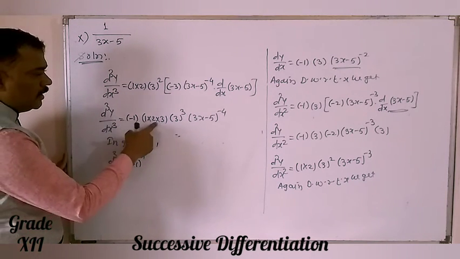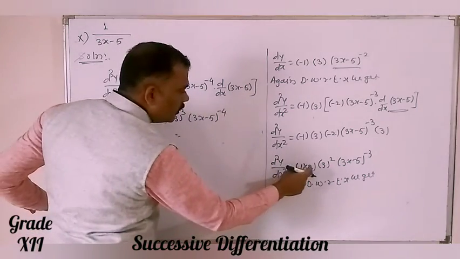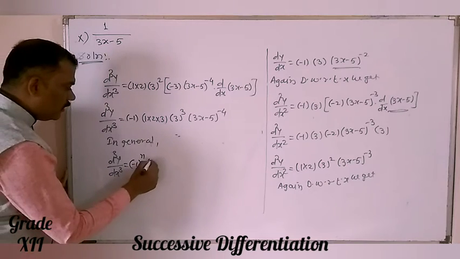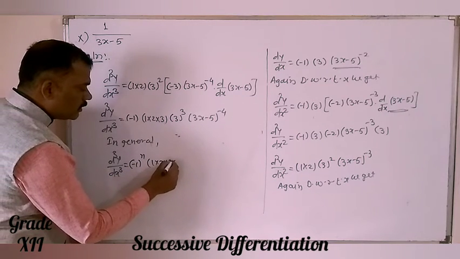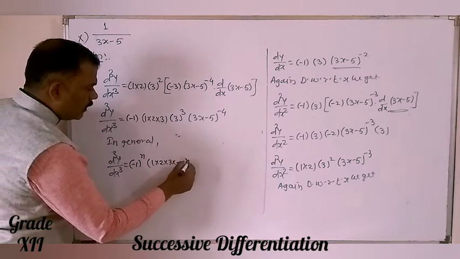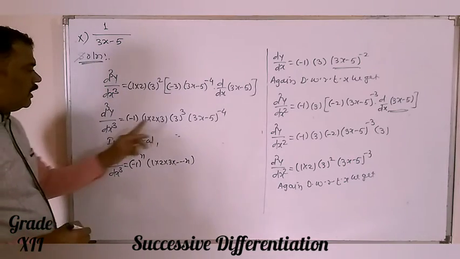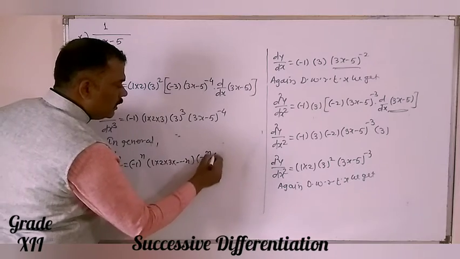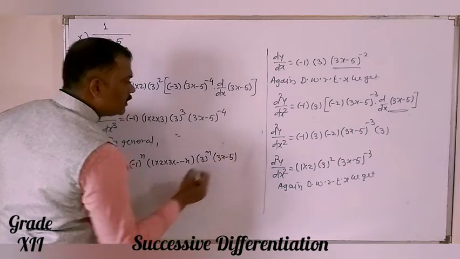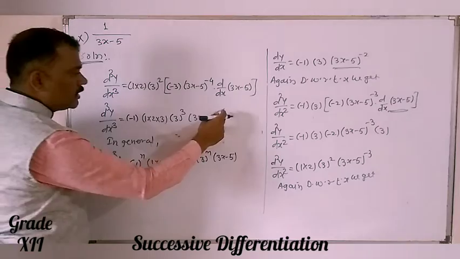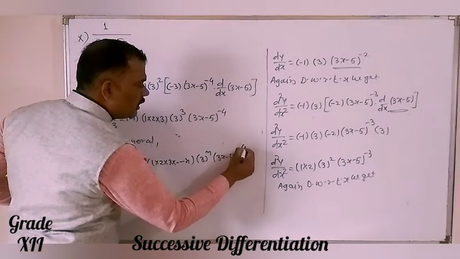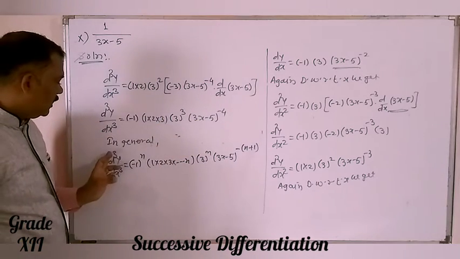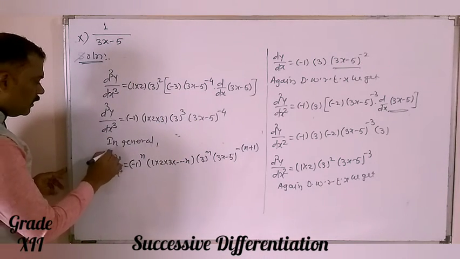Here, for the third order derivative 1 into 2 into 3, for the second order derivative 1 into 2, for the first order derivative there is a 1, so that for the nth order derivative 1 into 2 into 3, and so on up to n. Here for the third order derivative, 3 raised to n into (3x minus 5) raised to the power, and the sign is a minus, so we can write minus (n plus 1).